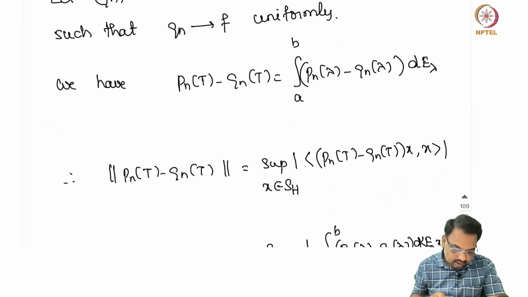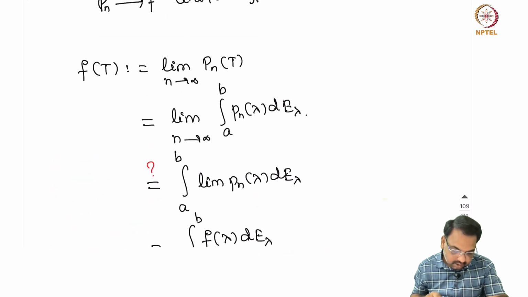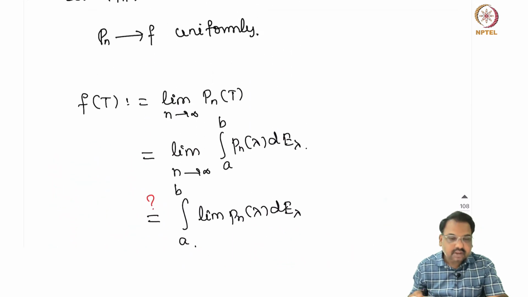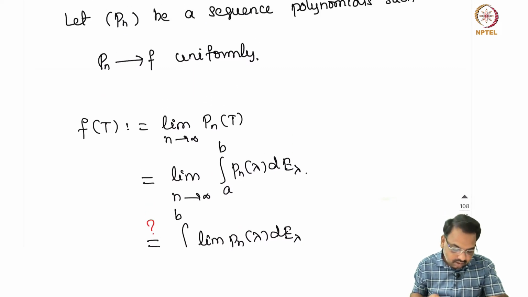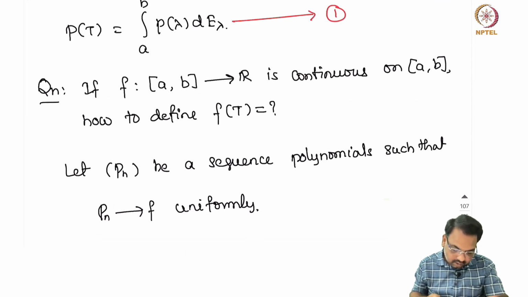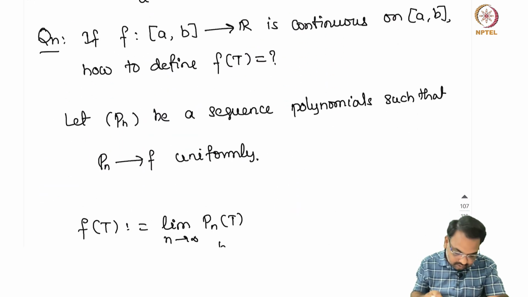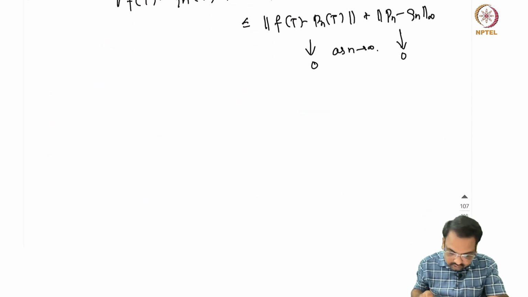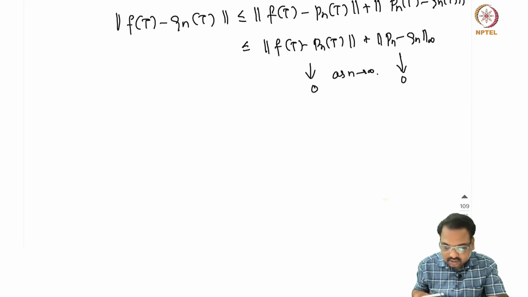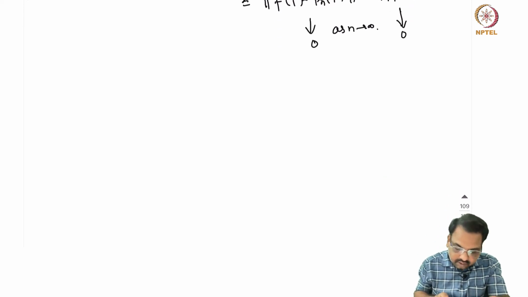That means the definition of f of t does not depend on the sequence of polynomials that we are using to approximate f uniformly. Okay, so this is the definition of f of t. Now we can ask a similar kind of question: what can we say about f of t?